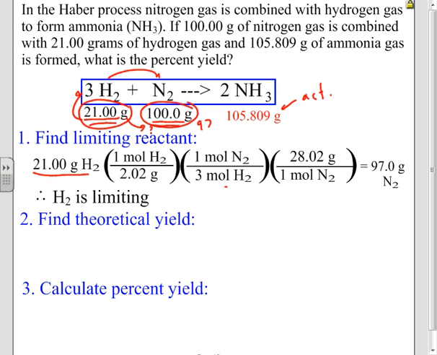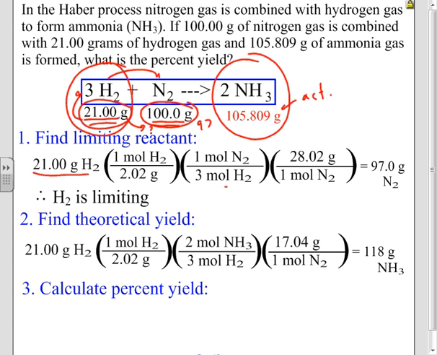So now that I know that hydrogen is the limiting reactant, it is the one that's going to determine how much of the ammonia can be produced. And so there we're going to go from the limiting reactant, the 21 grams of hydrogen, to grams of ammonia. So if we go from grams to moles to moles to grams, we find that you can get 118 grams of ammonia if the reaction was 100% efficient.